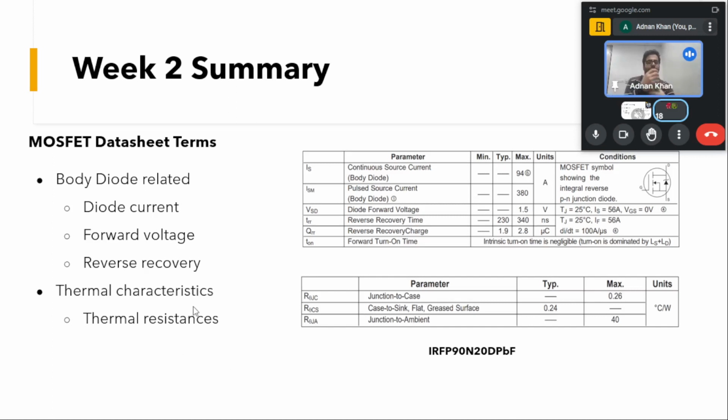Also, with respect to the thermal characteristics, you can have the thermal data as well. If you know the total power loss and you want to see the temperature rise at different junctions, you can calculate that if you know these thermal resistances, and usually they are also provided in the data sheets.